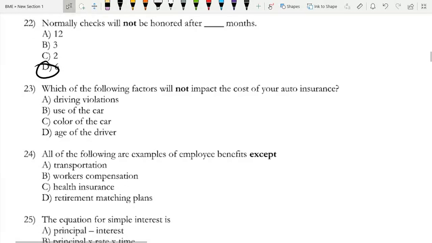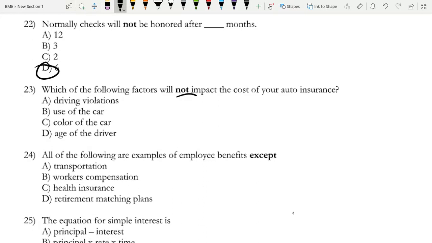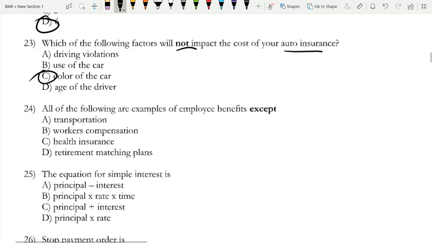Which of the following factors will not impact the cost of your auto insurance? Driving violations, use of the car, color of the car, age of the driver. I think that this one is pretty obvious. Color of the car will not impact the cost of your auto insurance.